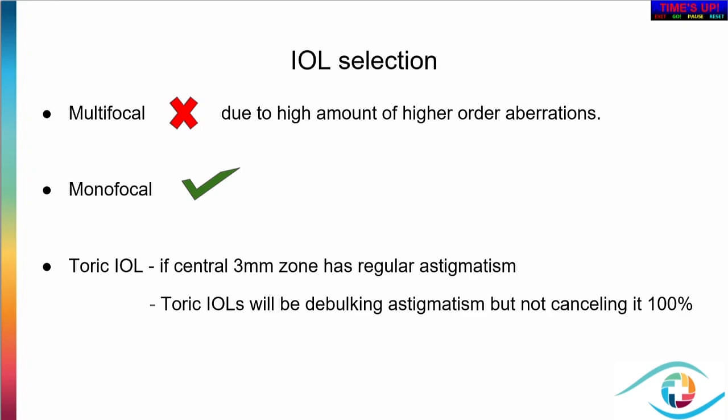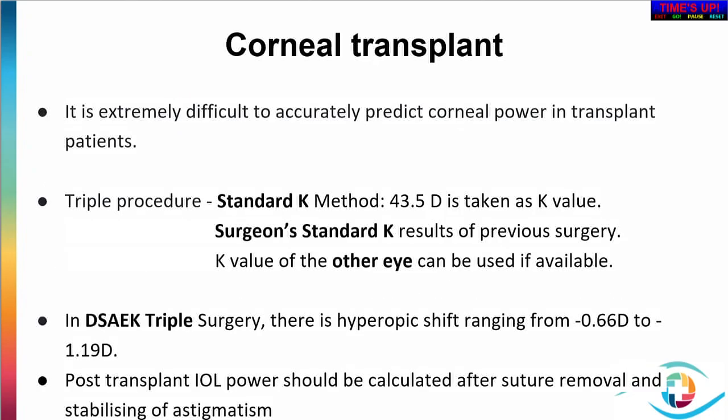Now coming to another type of cases which we face, corneal transplant patients. It is extremely difficult to accurately predict corneal power in these patients. If a triple procedure is planned, the different methods that we can use is standard K, that is 43.5 is taken as a standard value for these cases and IOL is calculated. Also, surgeon standard K can be calculated from the previous few surgeries. We can calculate what is the K power that we are getting, because mainly it depends upon the graft host junction and how we have used the tissue. Also, K value of the other eye can be used.